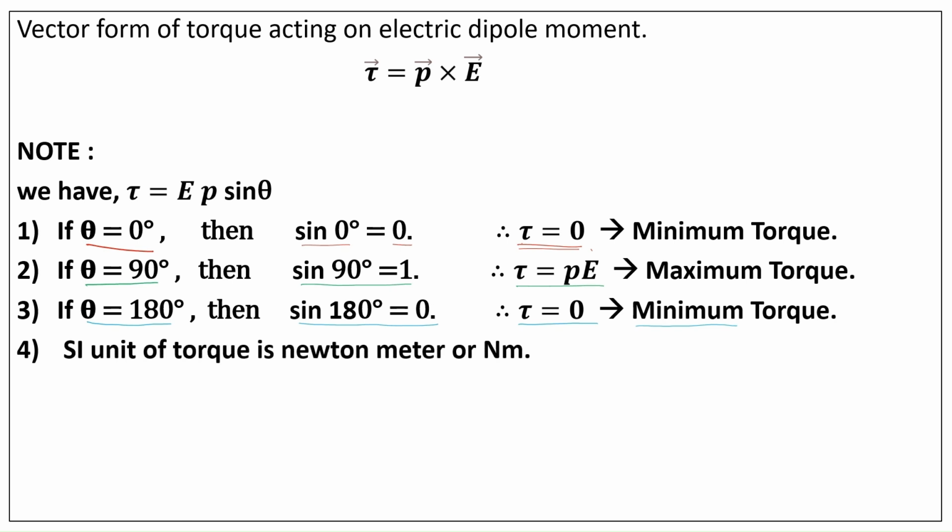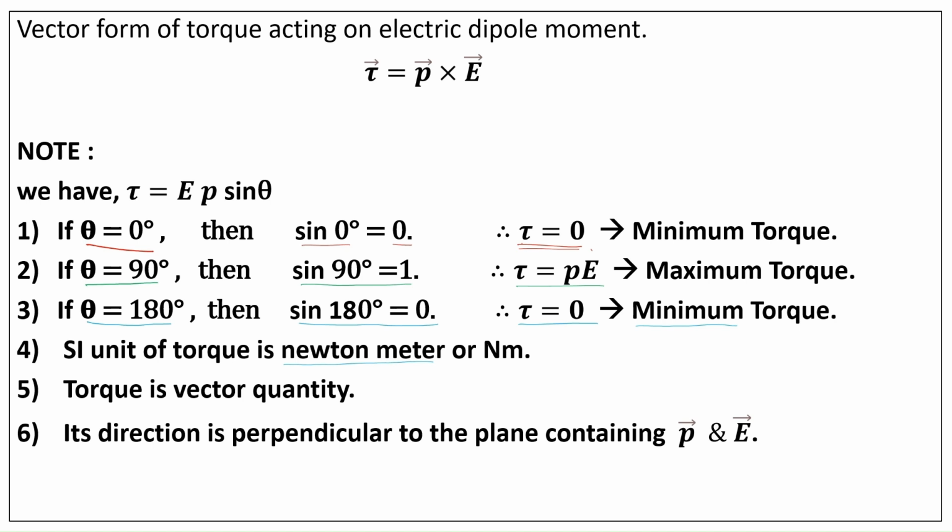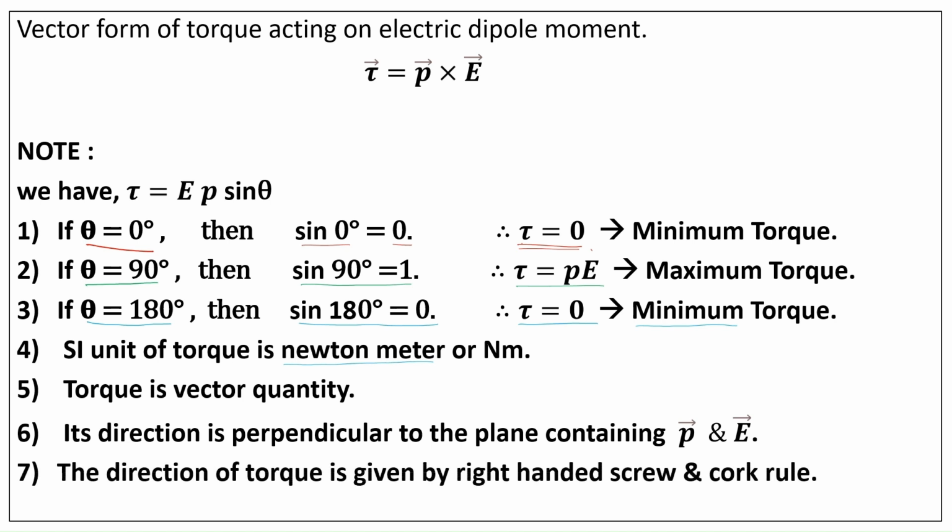4. SI unit of torque is Newton meter or Nm. 5. Torque is a vector quantity. 6. Its direction is perpendicular to the plane containing P and E. 7. The direction of torque is given by the right-handed screw and cork rule.